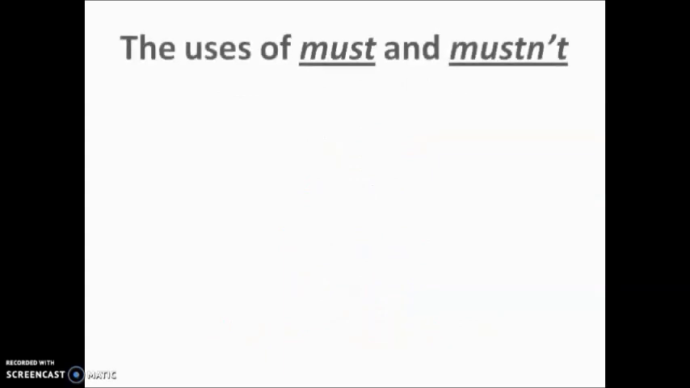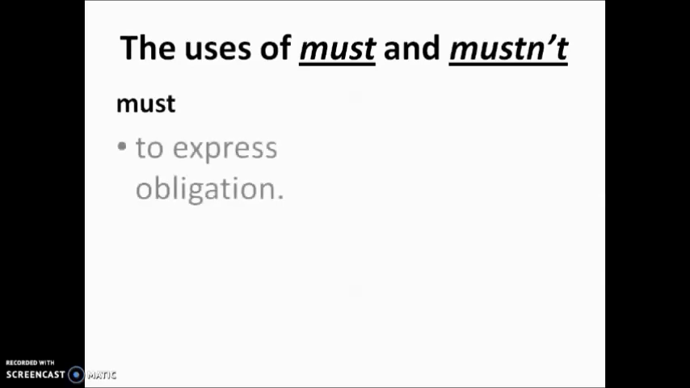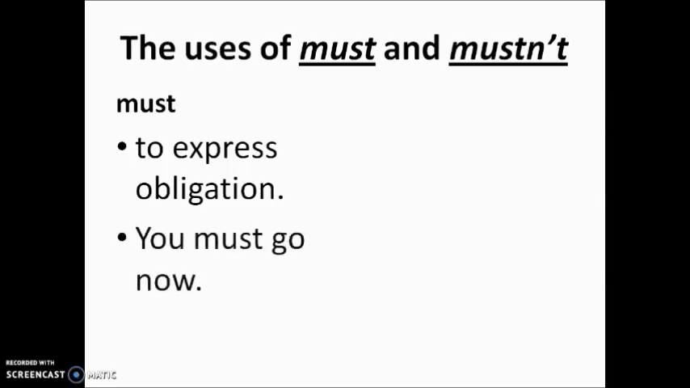First, we want to know the uses of the verb must and the negative form of it, mustn't. Let's start with must. We use the verb must to express obligation, something that is necessary. You have to do it. Let's give an example. You must go now. It's necessary to go right now.